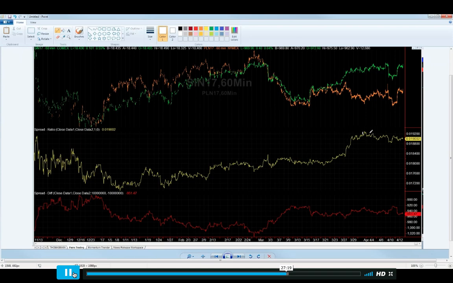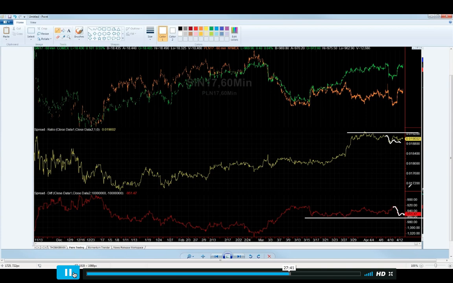We were at an extreme. We had previously been at an extreme. We had then rolled off from there. We were rolling over here. You can see we had broken down, bounced, and we're starting to roll over. And I was looking for it to come down, test this support down here on our spread difference. Ended up doing just that.